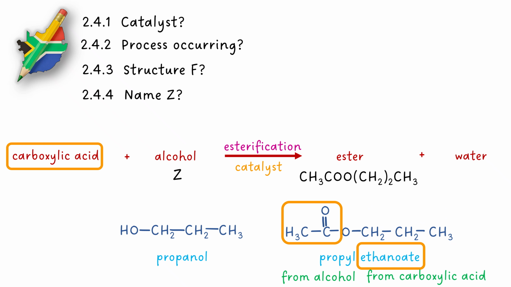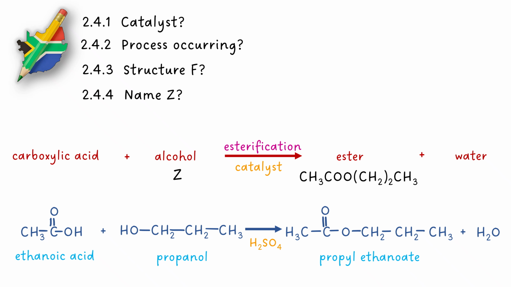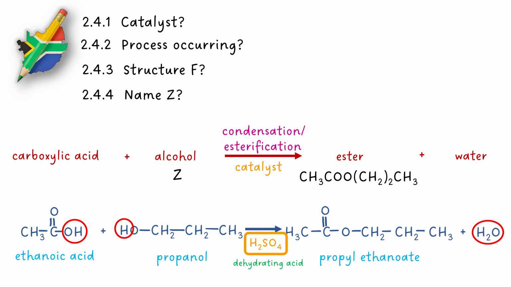And the second part of the name tells us the acid which was involved. A 2-carbon carboxylic acid is ethanoic acid. A catalyst often used in esterification is sulfuric acid, H2SO4. This is a dehydrating acid. It removes an oxygen and a hydrogen from the acid and a hydrogen from the hydroxyl group of the alcohol, which produces water. Since this reaction involves the formation of water, it can also be called a condensation reaction.